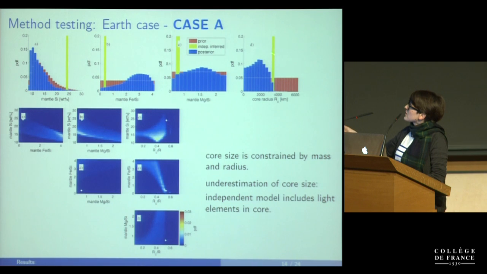The core radius is somewhat constrained, and we see there's a very weak correlation. So these plots are showing the correlation between the model parameters, and the correlation is generally weak. So the only parameter that we can constrain by mass and radius is actually the core radius. So this doesn't look too good, but can we do better on this?